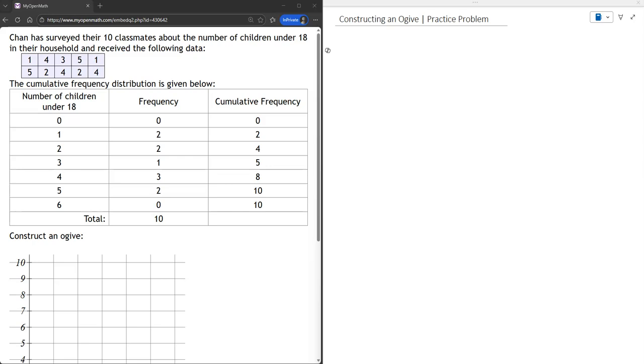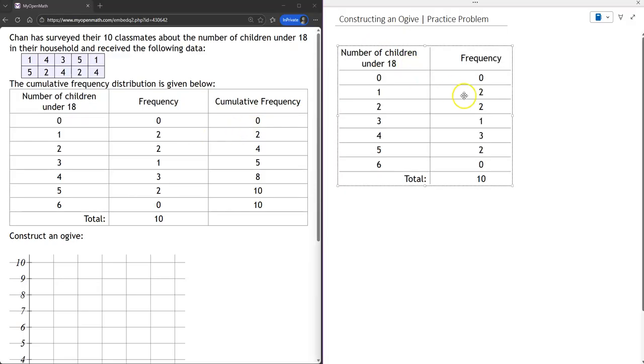In this video, I'm going to show you how to construct an ogive by doing this practice problem together. And we have a survey of 10 classmates about the number of children. And here's the data, and the frequency table and the cumulative frequency table is here. Ogive is also known as cumulative frequency polygon.